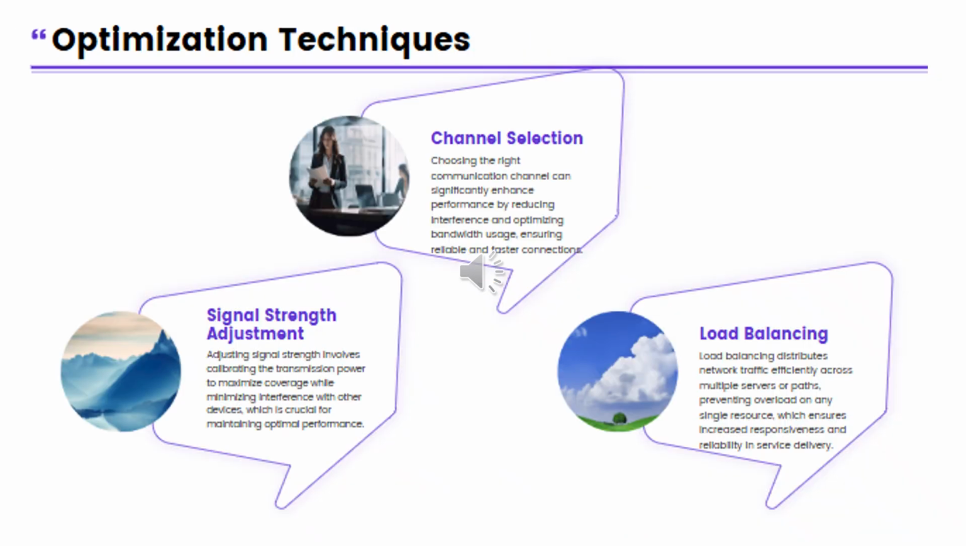Let us now look into the optimization techniques. The roles and importance of signal strength, load balancing, and channel selection in wireless networks are factors that play a key role in maintaining optimal performance and user experience. Signal strength refers to the power level of the wireless signal received by the device, typically measured in dBm. Stronger signals provide more reliable connections.